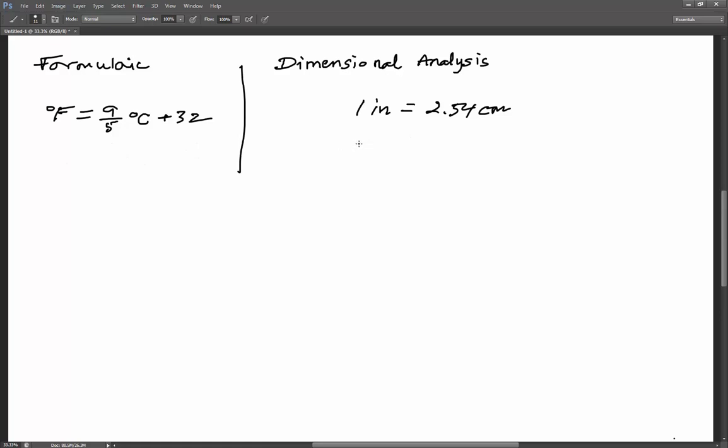Here's a couple other examples of equivalency. We know that 1 pound is equal to 454 grams, approximately, and that 1 liter is equal to 1.06 quarts, approximately. So this is equal to that. These are all equivalencies.